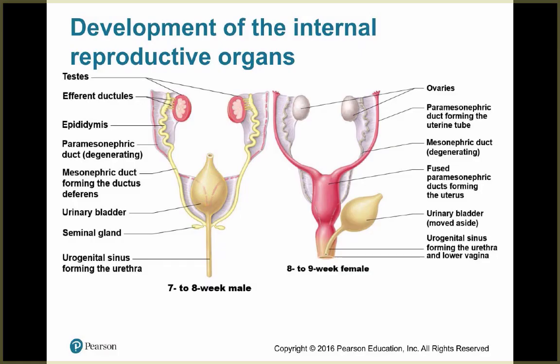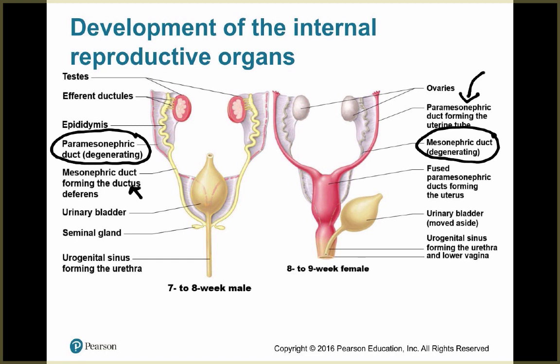So about week 7 to 8 for males, you'll notice here that these particular ducts are starting to degenerate, and these are forming the vas deferens, whereas in females, these are starting to degenerate, and these are making the uterine tubes. So this is a differentiation that happens due to the presence of that SRY gene.